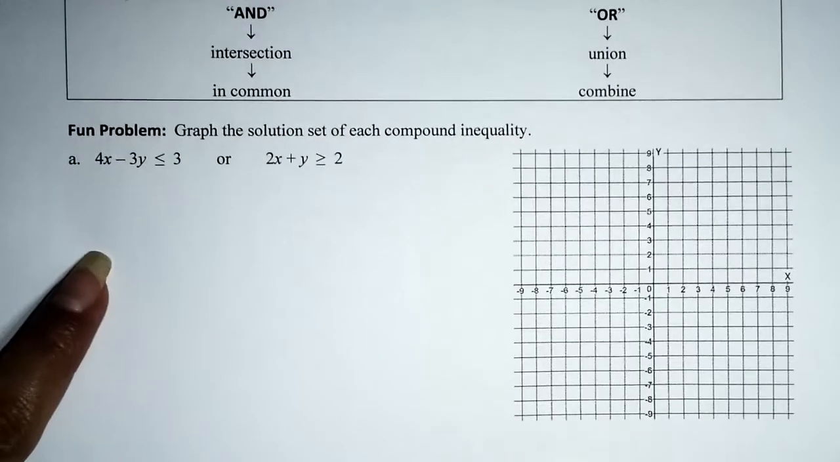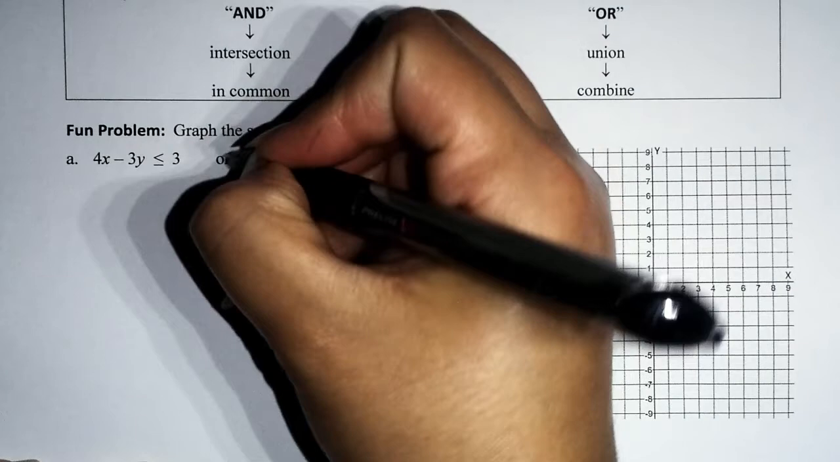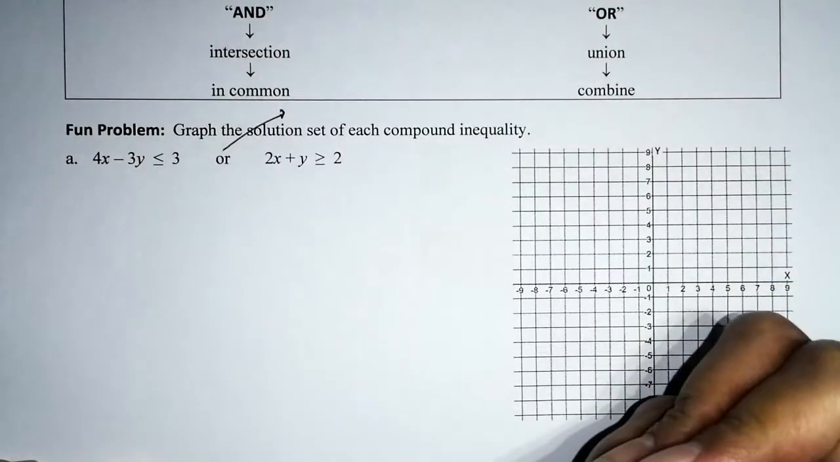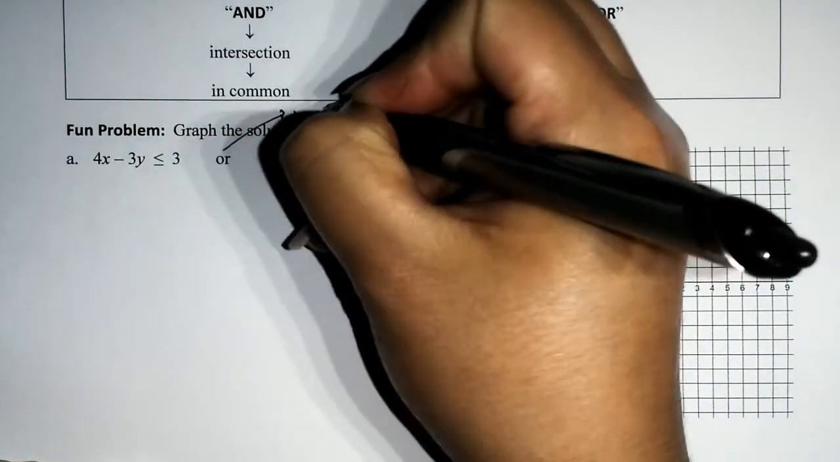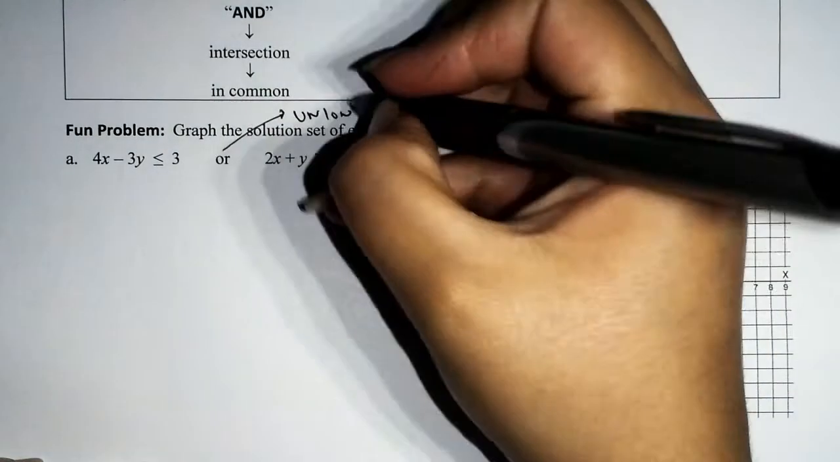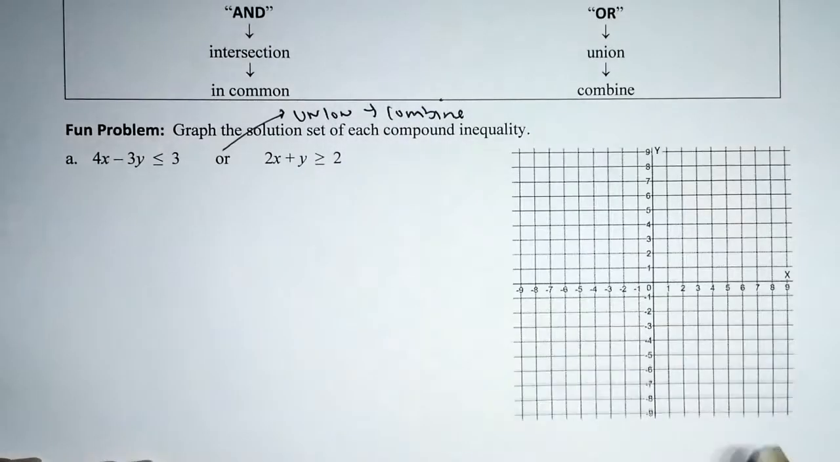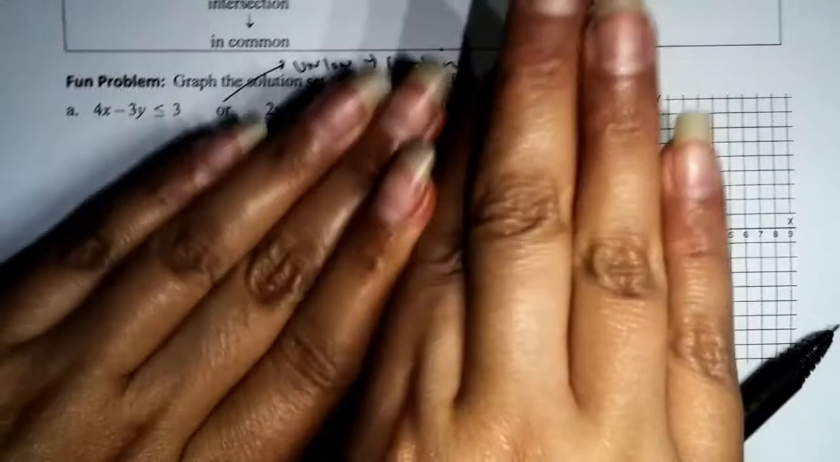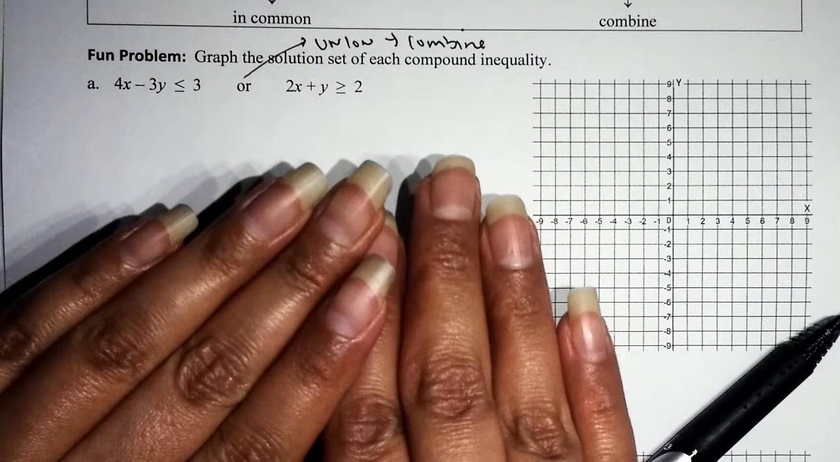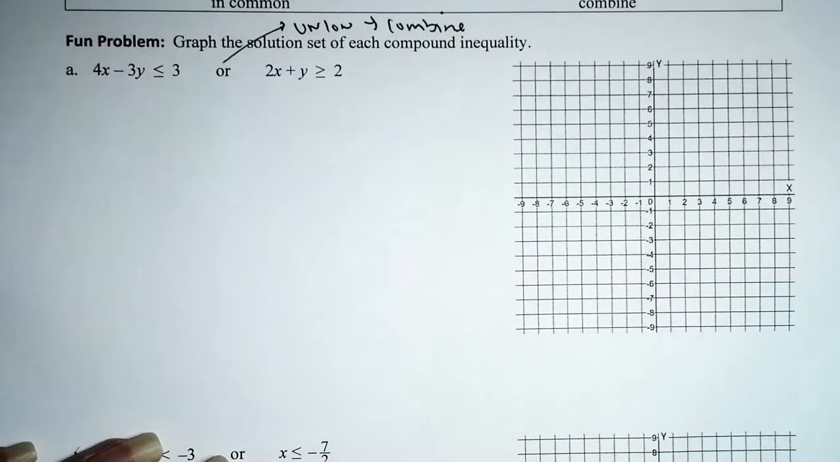Okay, so graph the solution set of each compound inequality. So we have an "or" compound inequality. If we have an "or" compound inequality, then we are trying to find the union. Oh, I love finding the union. Why? Because to find the union, we're just going to combine our results. I love combining our results because we just slap them together, and whatever that looks like, that is our answer. We don't have to worry about where they overlap.